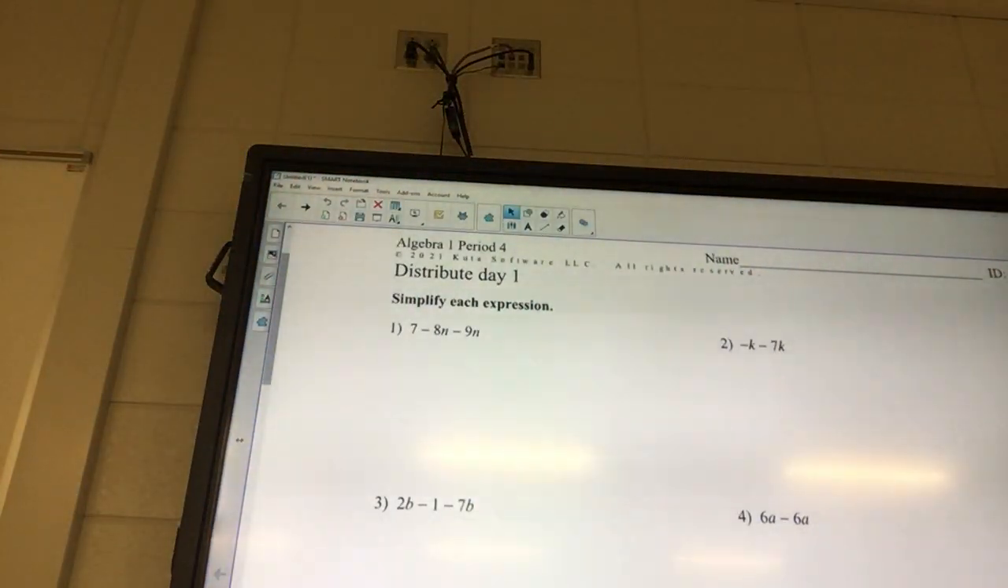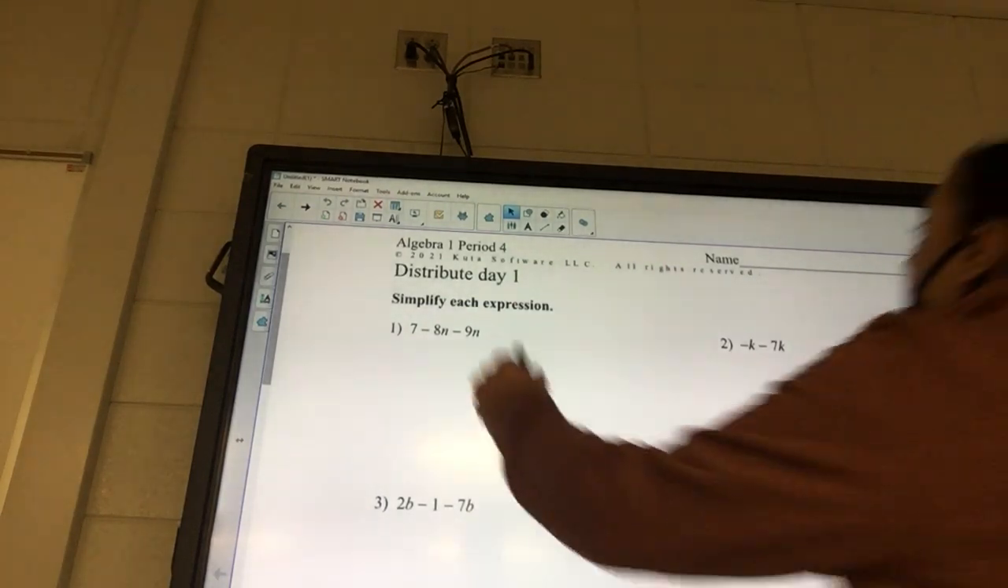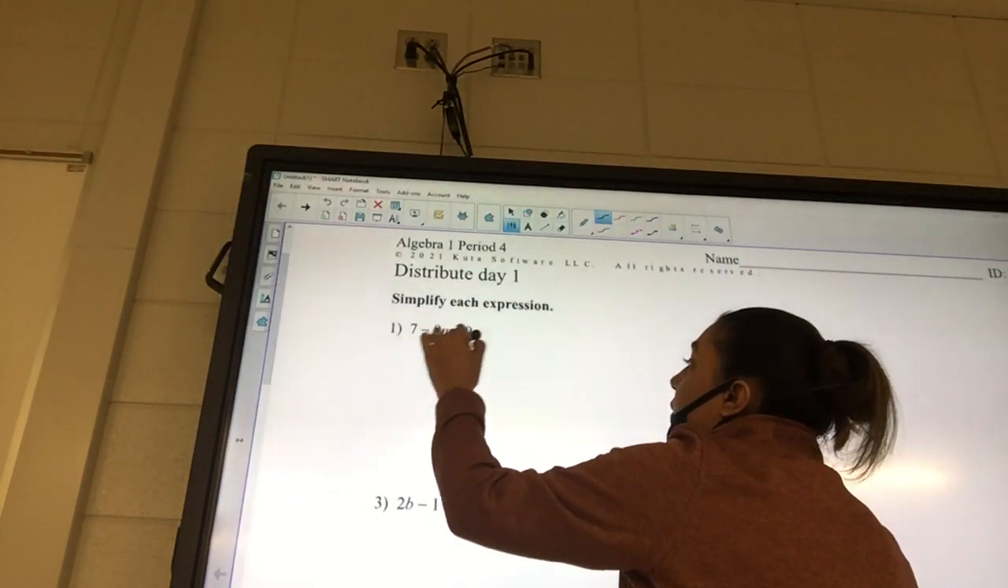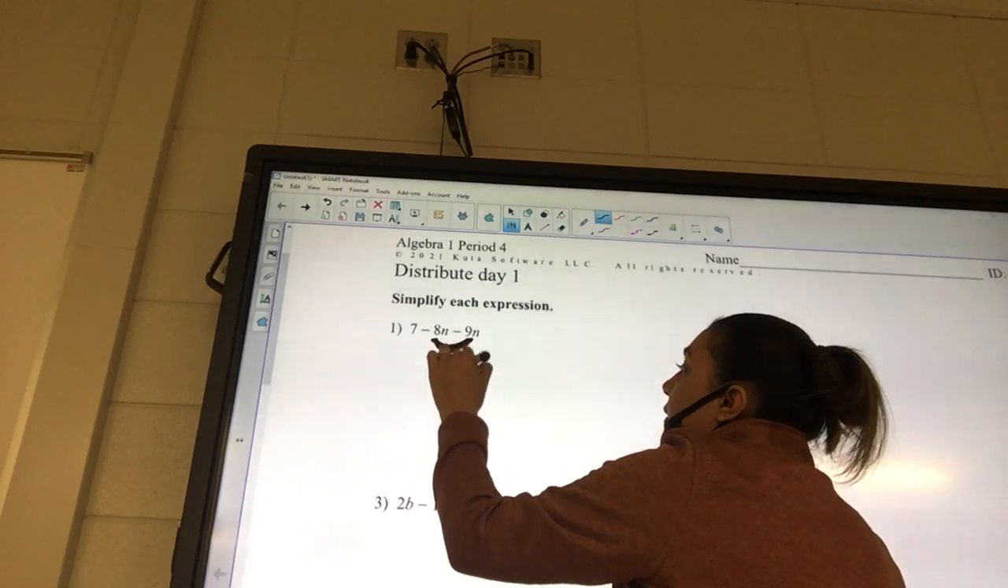And it's what we had been doing. What can we combine up there? So if you look at number 1, what can you put together? The 8 and the 9. So a negative 8 and a negative 9 gives us a negative 17. So for this part right here, you're going to have a negative 17n.